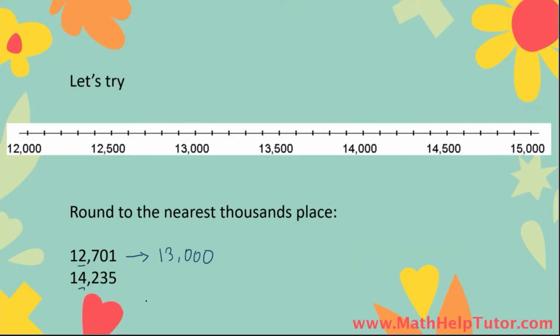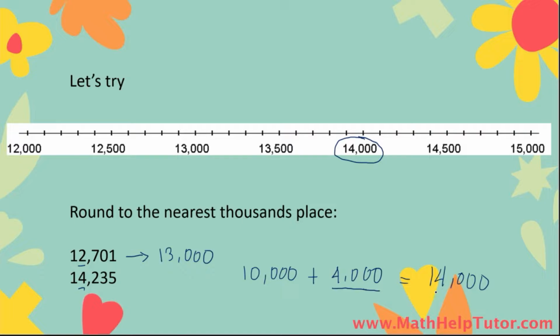Let's consider the next number, 14,235. So let's write the expanded form. That's 10,000 plus 4,000 plus 200 plus 30 plus 5. So our current thousands place is 4,000. However, since our number is already greater than 10,000, we don't consider the places to the right of the place that we are trying to round, and we consider those to the left only. So our current thousands place is 14,000, which is this number.